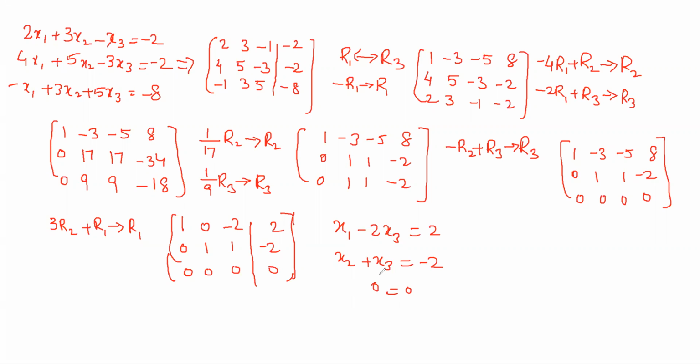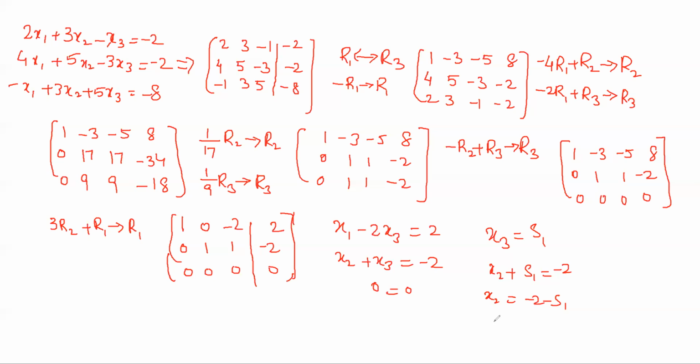So we choose x3 to be equal to, sorry, we choose x3 to be equal to some free variable s1. So x3 is equal to s1, and then x2 plus x3, that is s1, is equal to minus 2. So x2 will be equal to minus 2 minus s1.